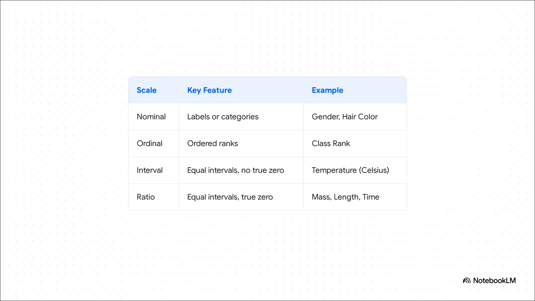Let's break that down a bit more. So you can see how each scale gives us more power. Nominal just puts things in boxes. Ordinal ranks them. The interval scale lets us add and subtract. Think about temperature in Celsius. The difference between 10 and 20 degrees is the same as between 20 and 30. But the ratio scale? Oh, that's the real superstar. Because it has a true zero, meaning none of that thing exists, we can multiply and divide. We can say with total confidence that something is twice as long or has half the mass. And that's why pretty much all of physics happens on the ratio scale.